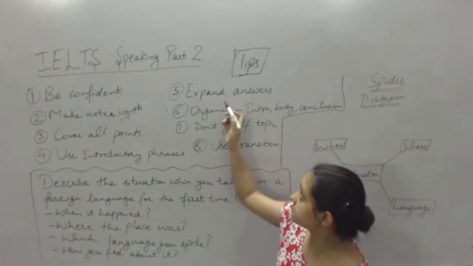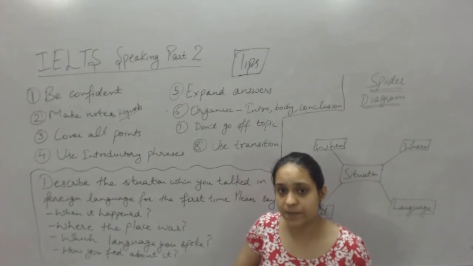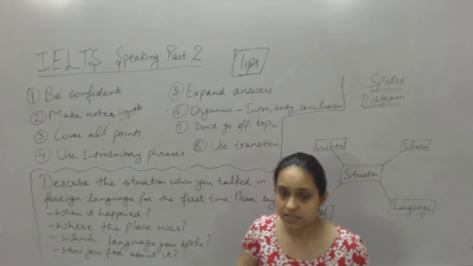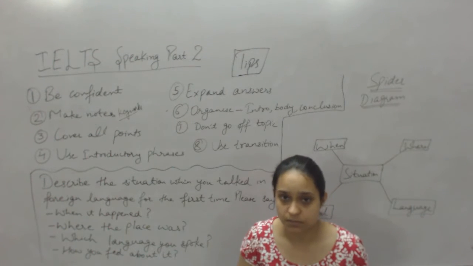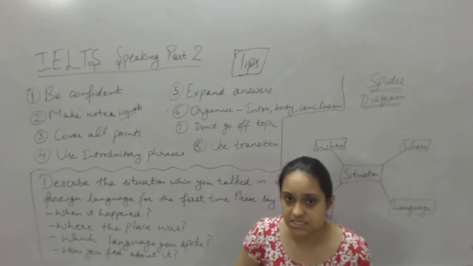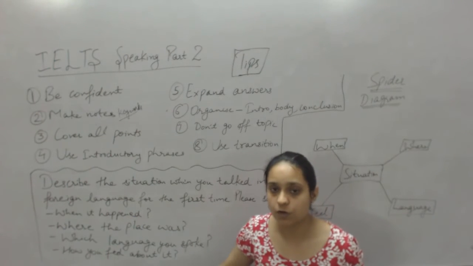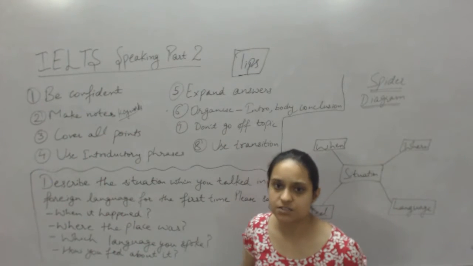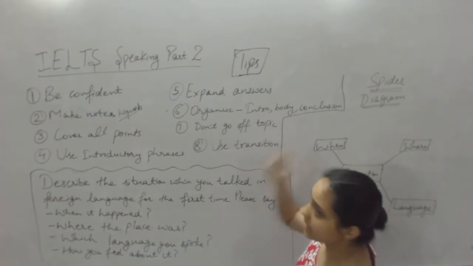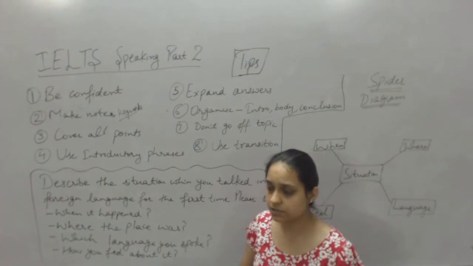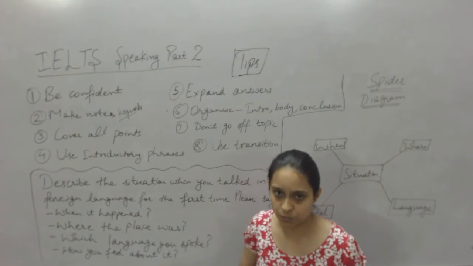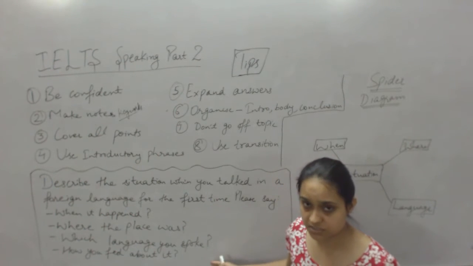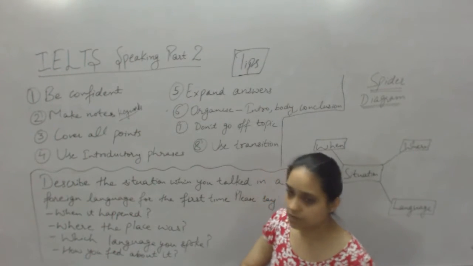The next is expand answers. You have to expand your answers so that you can speak for about 2 minutes. In the initial stages, you may face problems. Then firstly start preparing for 30 seconds, then 1 minute and then go for 2 minutes. The next point is organize. You should organize your speech in the intro, body and conclusion. Just give a general overview of what you are going to describe, and then in the body describe all the 4 points, and in the conclusion just give an overview.